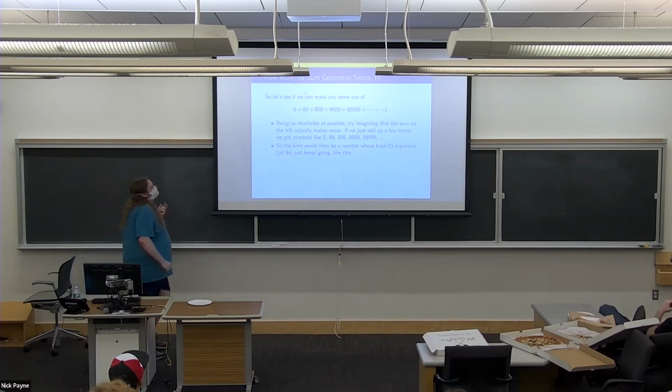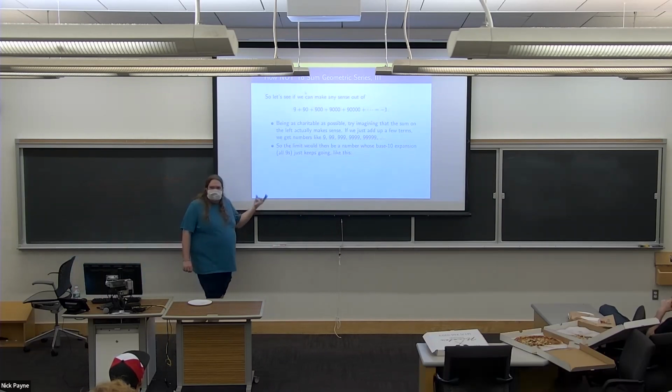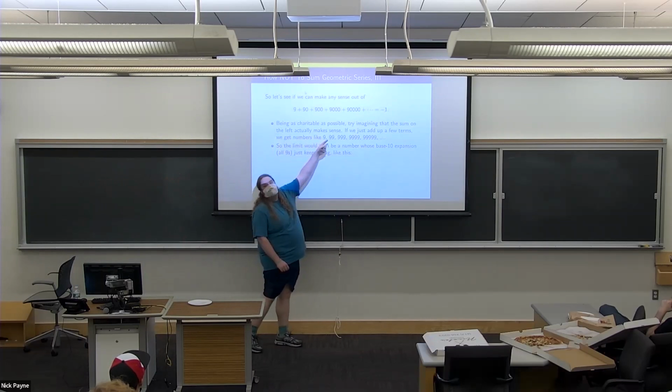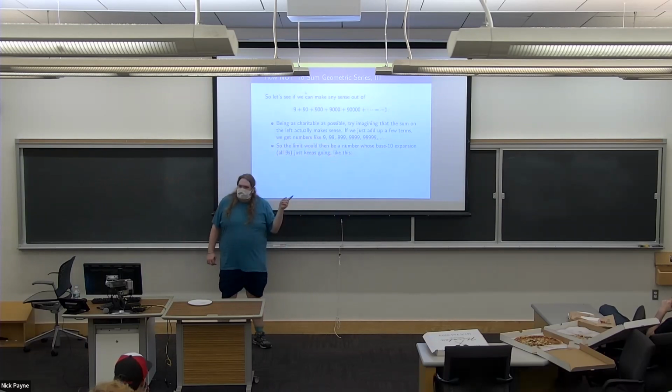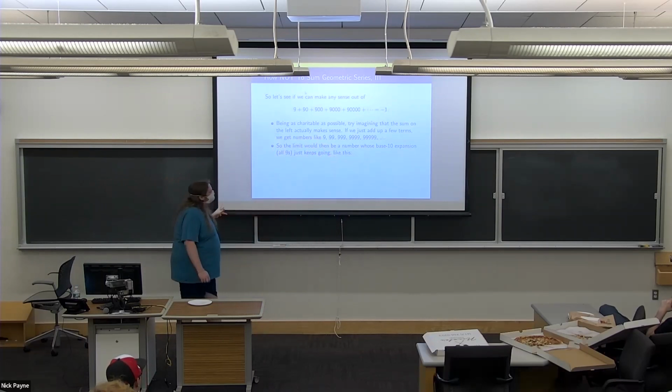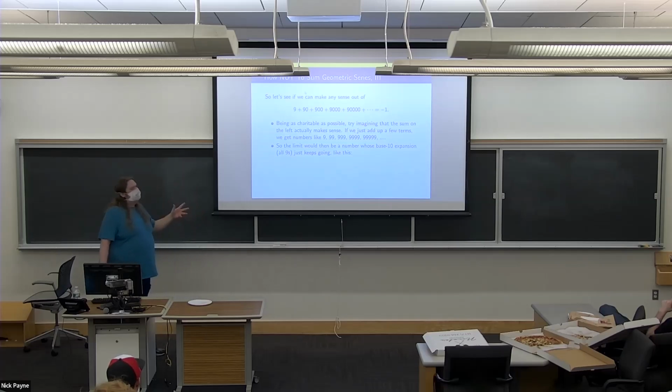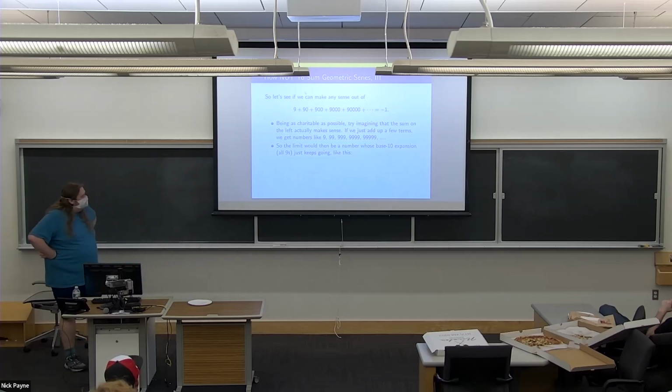So let me be as charitable as I possibly can in trying to interpret what this thing on the left-hand side is. If that means anything at all, it should be the limit of the partial sum. If I just add up the first bunch of terms and then take the limit, that's what the sum on the left-hand side should be. So what are the partial sums of this thing?